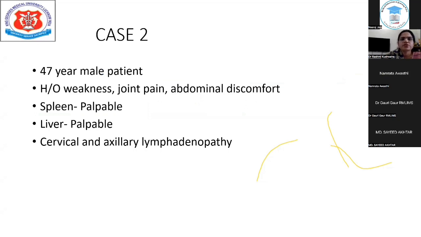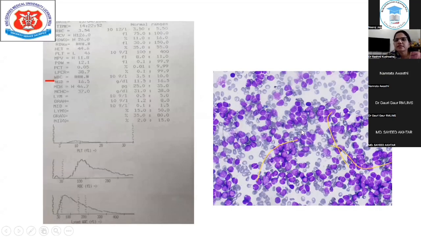Moving on to case 2. Here is a 47-year-old male patient with weakness, joint pain, abdominal discomfort with palpable spleen and liver, and cervical and axillary lymphadenopathy. Now this is the smear which has been made from the peripheral blood. You can make out these are all small cells, and some of them have a very deeply cleaved nucleus.